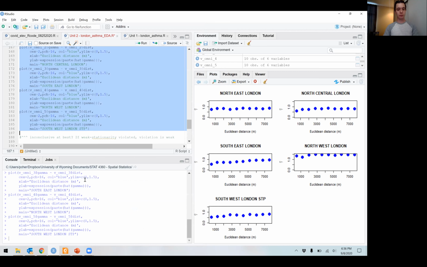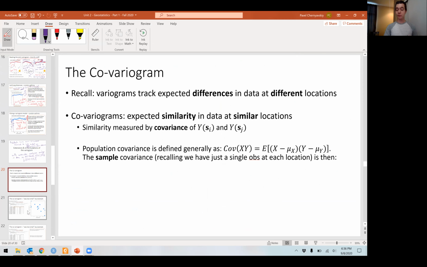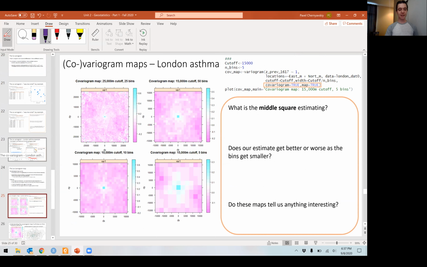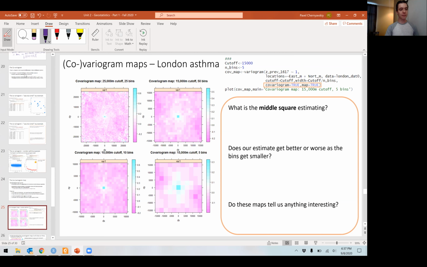So let's actually stop right here. We're doing okay on time. Next time, we will go through some extensions and reformulations of our variogram. We will talk about just kind of flipping the variogram on its head and looking at covariances instead. We will start to also introduce direction into our variograms, where instead of being omnidirectional, pretty soon our variograms will become directional. So a few more slides, mostly pictures next time.